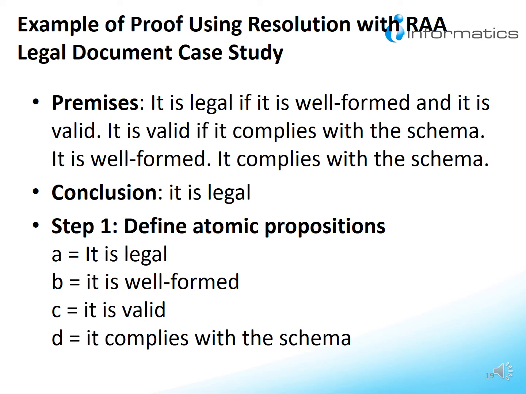As usual, step 1 is to define the atomic propositions. So "it is legal" can be A, "it is well-formed" can be B, "it is valid" can be C, "it complies with the schema" can be D. And based on these propositions, we can define a set of rules and facts as a model of the premises.